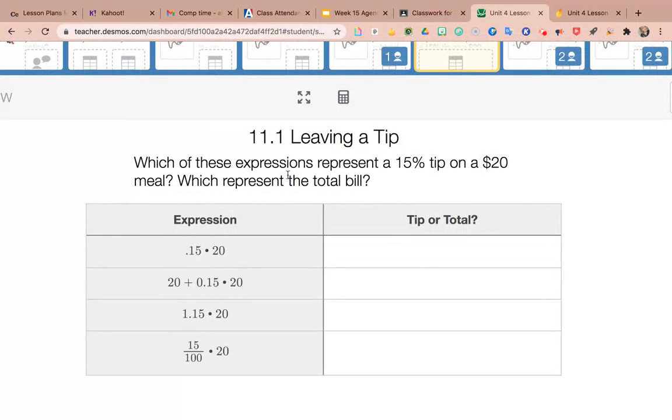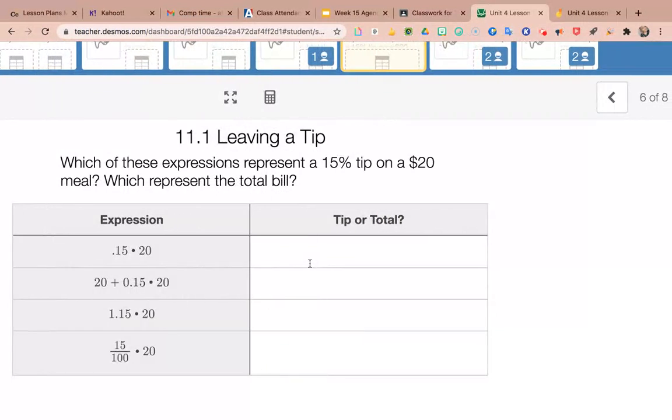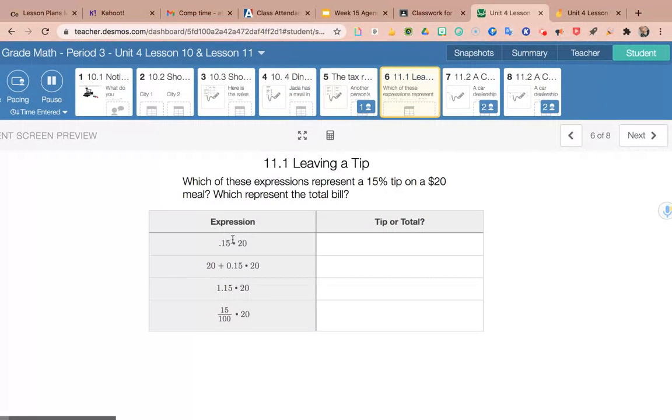All right, on to number 6. It says, which of these expressions represents a 15% tip on a $20 meal? And which represents the total bill? So you're either choosing tip or total. So these expressions are either finding the tip or they're finding the total. So 0.15 times 20. So 15% times 20.